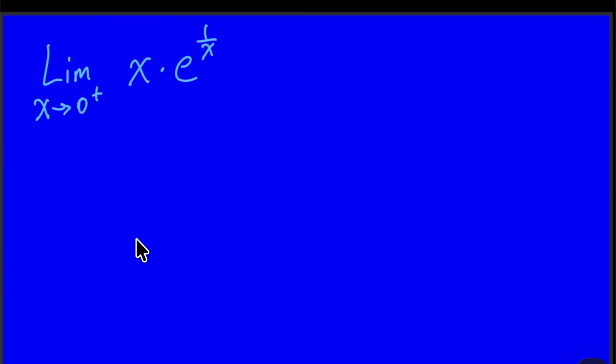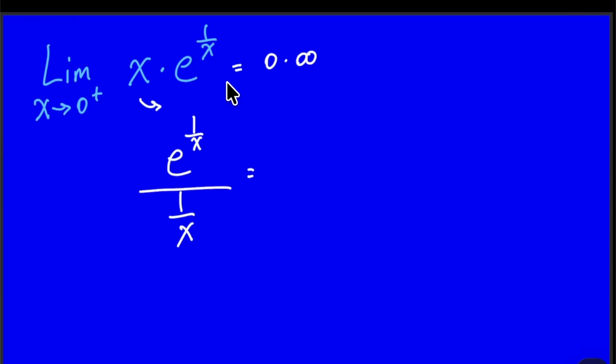Next we have the limit as x approaches 0 from the right of x times e to the 1 over x. So if we plug in, we're going to have 0 times infinity, which is indeterminate. So what we want to do is create a fraction. We're going to have the limit as x approaches 0 from the right of e to the 1 over x over 1 over x. Now if you plug in 0, we're going to have infinity on top and infinity on the bottom. That is L'Hopital's friendly. So we're going to take the derivative of both the top and the bottom.